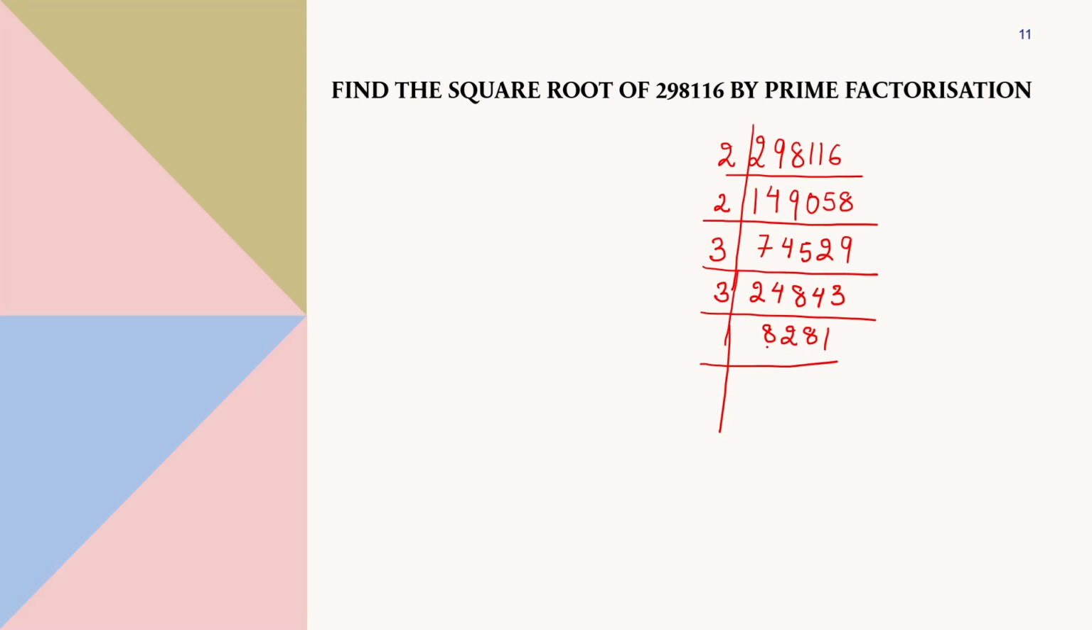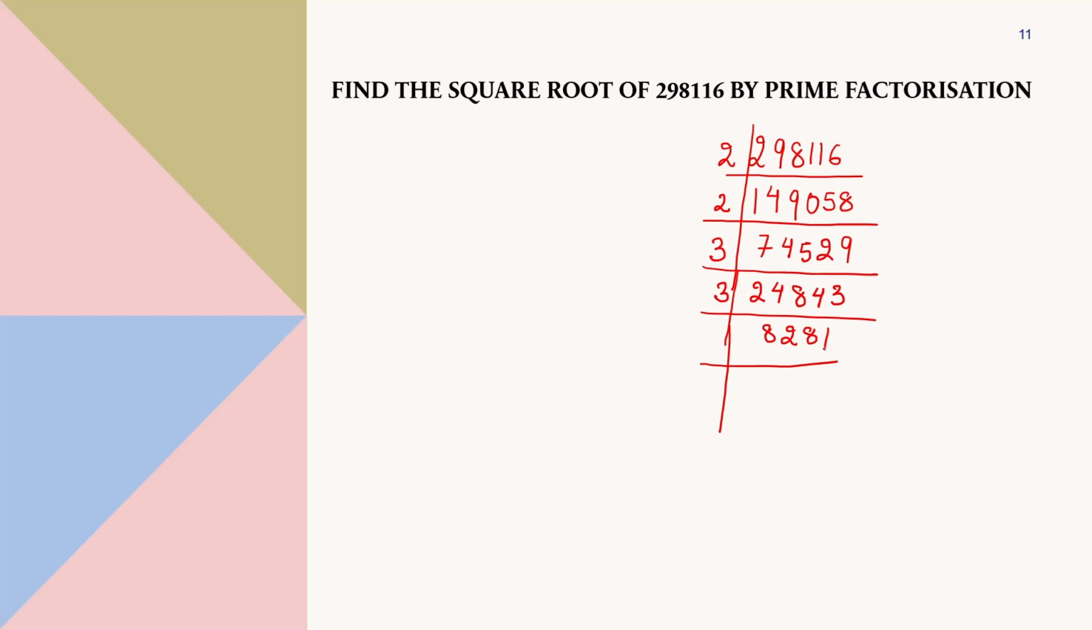Reason being, if you add the digits, the sum is not divisible by 3. 8 plus 2, 10. 10 plus 8, 18. 18 plus 1, 19. And 19 is not divisible by 3. So the whole number is not divisible by 3, by the divisibility rule of 3. So we'll move to the next prime number, that is 5.